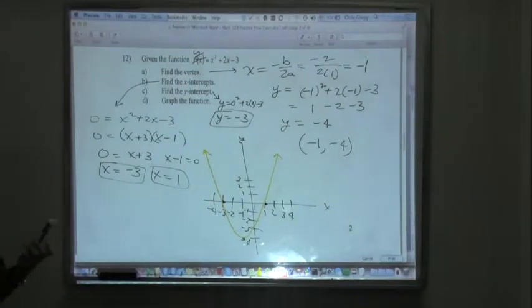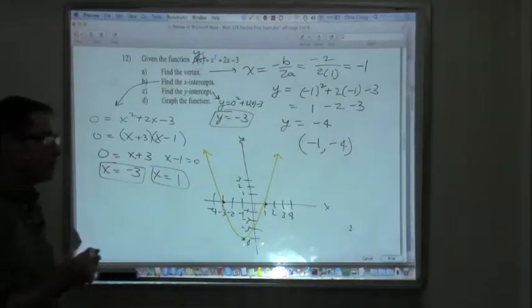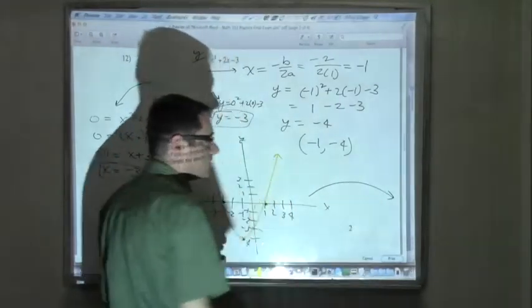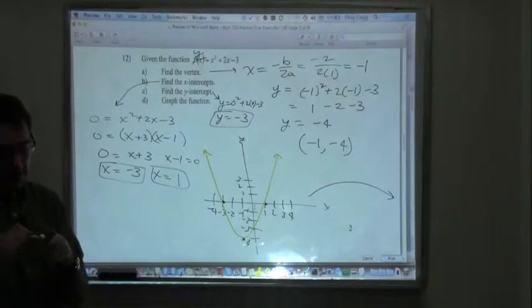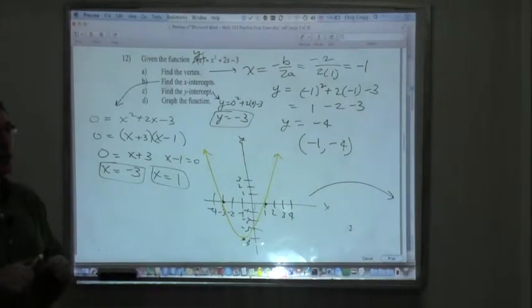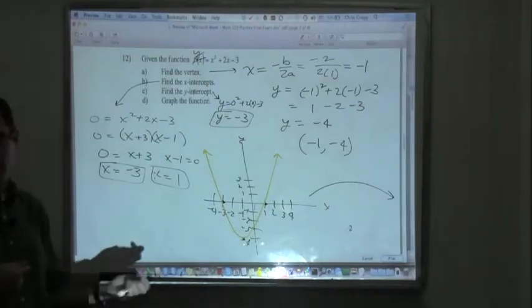If you ever take a physics class, you'll see parabolas a lot when you do things like shooting projectiles. Or in the artillery unit or something like that, when you're trying to aim a projectile, you have to know some of these formulas. They're all parabolas.